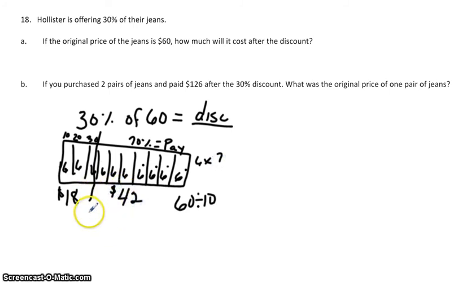Watch how this works. If I have $60 as my original price and my discount is 18, I'm going to take 60 minus 18. So I'm going to borrow from 6, make it 5, 10. 10 minus 8 is 2. 5 minus 1 is 4. It comes out to be the same answer. And I can use my tape diagram right away to solve that.